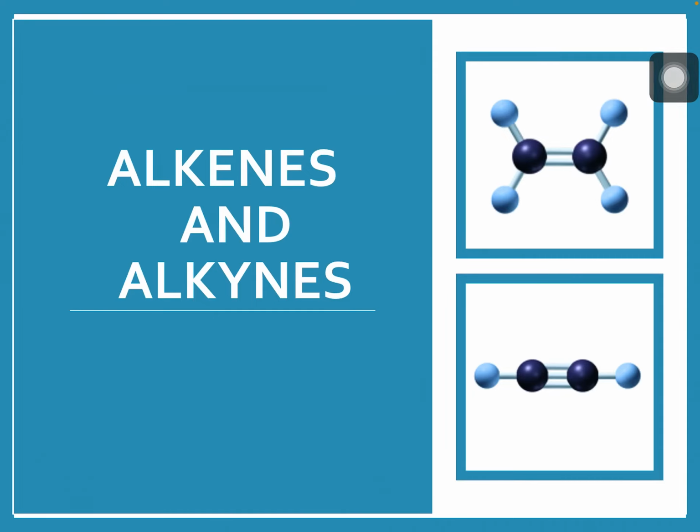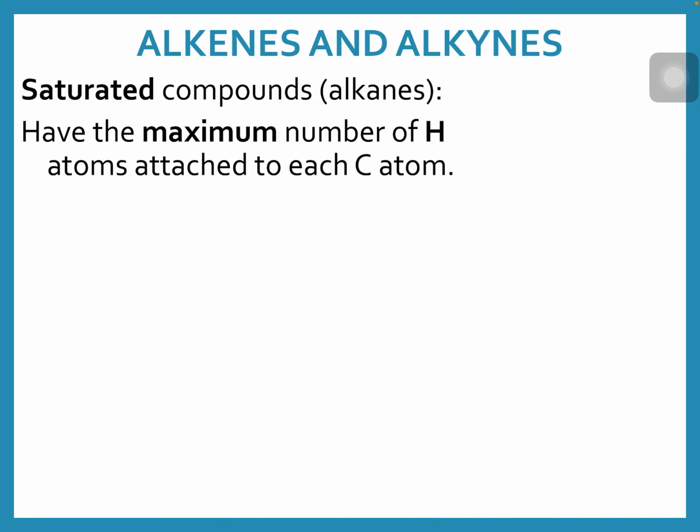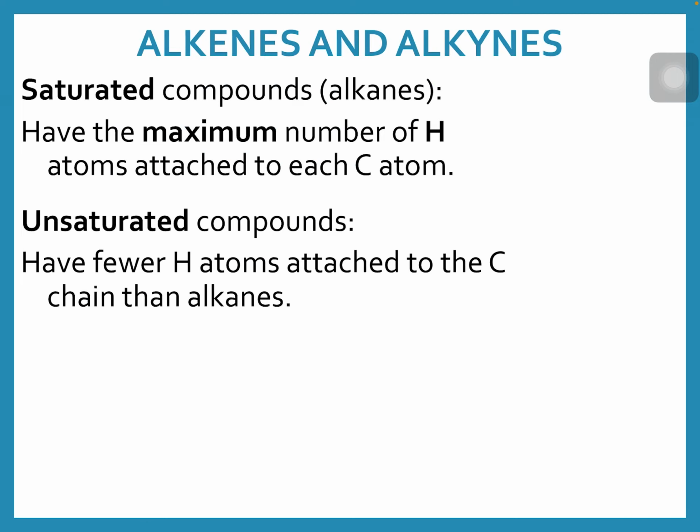Okay, alkenes and alkynes. Alkanes, which we just looked at, are saturated compounds, and that just means that they have the maximum number of hydrogen atoms attached to every carbon atom. So we couldn't possibly break any bonds and add any more hydrogens in there. Alkenes and alkynes, on the other hand, are unsaturated, and it's because they have multiple bonds. They may have a double or a triple bond between a couple of the carbons, and that means that there will be fewer hydrogen atoms attached to those carbons.